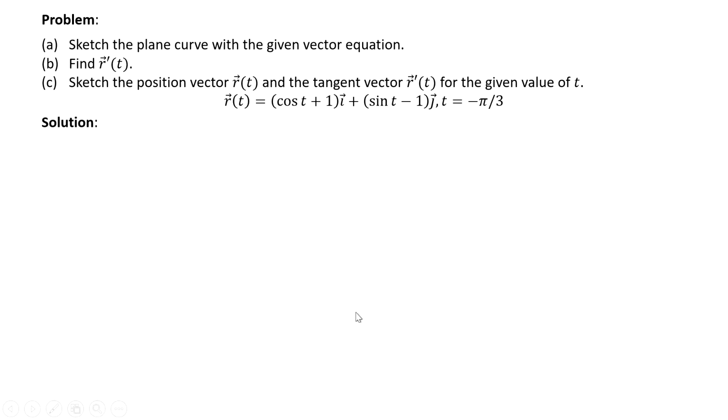Next, sketch the plane curve with the given vector equation. Find r prime of t. Sketch the position vector r of t and tangent vector r prime of t for the given value of t. Okay, r of t equals cosine t plus 1 i, sine t minus 1 j, and we need to draw these at t equals negative pi thirds. Okay.